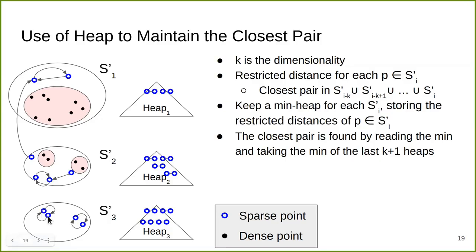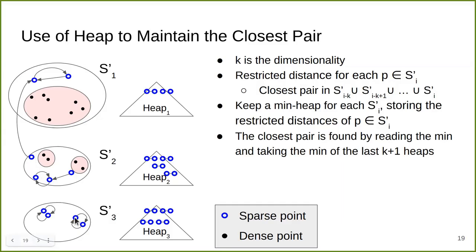For example, for this point here, its closest pair is simply in the same level. So this pair gives rise to its restricted distance. Whereas for this point in S2 prime, its closest sparse point is actually in the previous level. So this pair gives rise to this point's restricted distance.